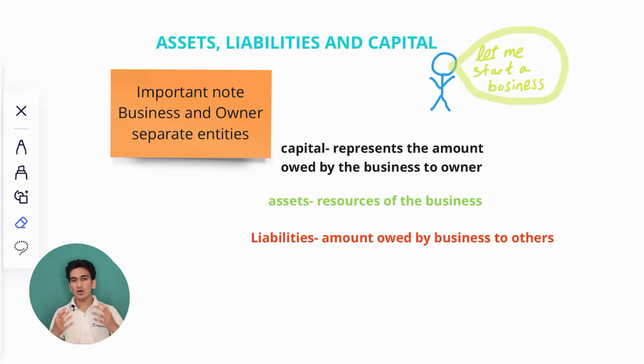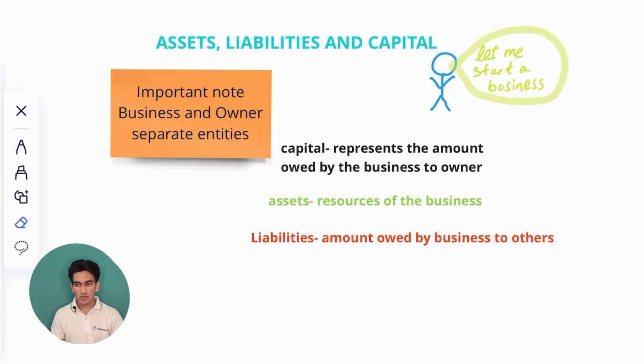The bookkeeping records of the business will only record the transactions related to the business and not of the owner. The owner is treated as if it's a separate person and not a part of the business, but related to the business. Let's look at how. So first of all, let's take Jim. He wants to start a business.